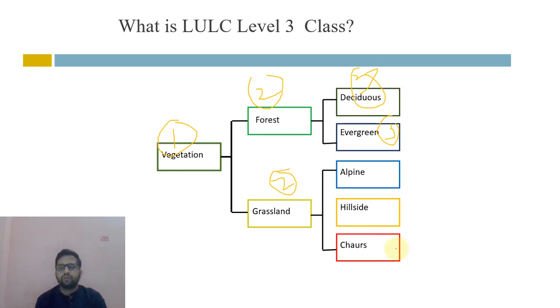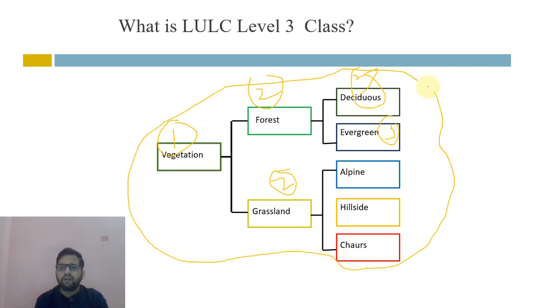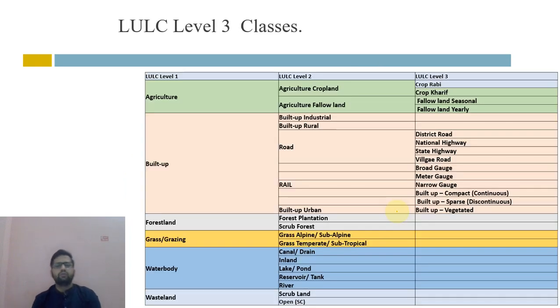Okay, so by this flow chart we can see the level 1, level 2 and level 3 classes. Level 1 class is vegetation, level 2 is forest and grassland. So forest is divided into deciduous and evergreen, and grassland is divided into alpine, hillside and terai. Okay, now we can see a table. Here is level 1, level 2 and level 3.